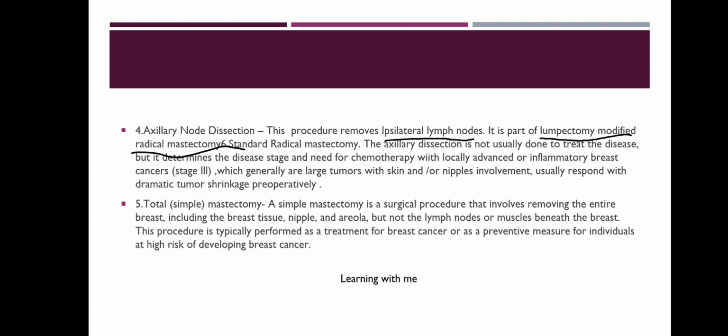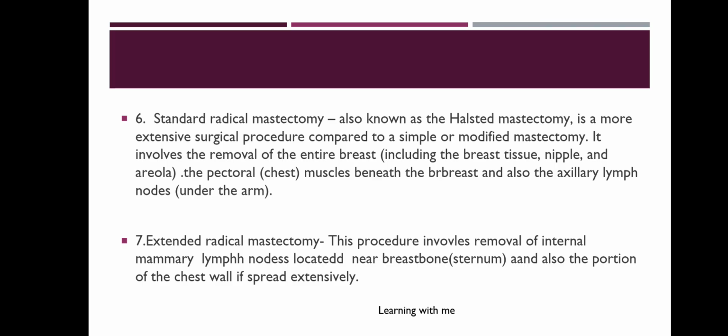Total or simple mastectomy. A simple mastectomy is a surgical procedure that involves removing the entire breast, including the breast tissue, nipple, and areola, but not the lymph nodes or muscle beneath the breast. This procedure is typically performed as a treatment for breast cancer or as a preventive measure for individuals at high risk of developing breast cancer. Then sixth is standard radical mastectomy, and seventh is extended radical mastectomy.